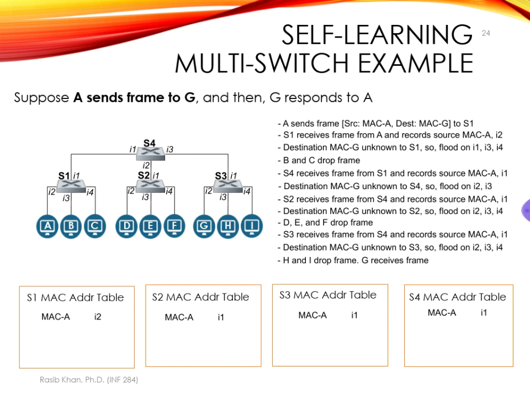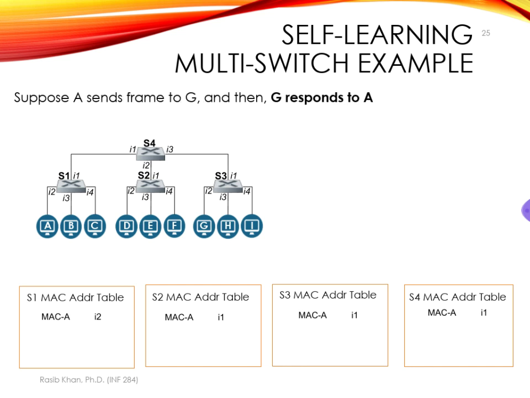So when the frame is flooded, all the hosts G, H, and I receive the frame. However, H and I see that the destination MAC address doesn't match, and both of them drop the frame. However, when G receives that frame, it matches the destination MAC address and sees that it is a match, so therefore G receives the frame.